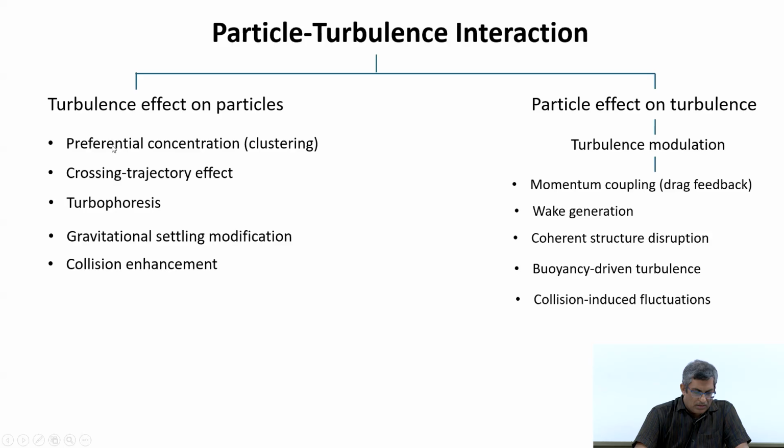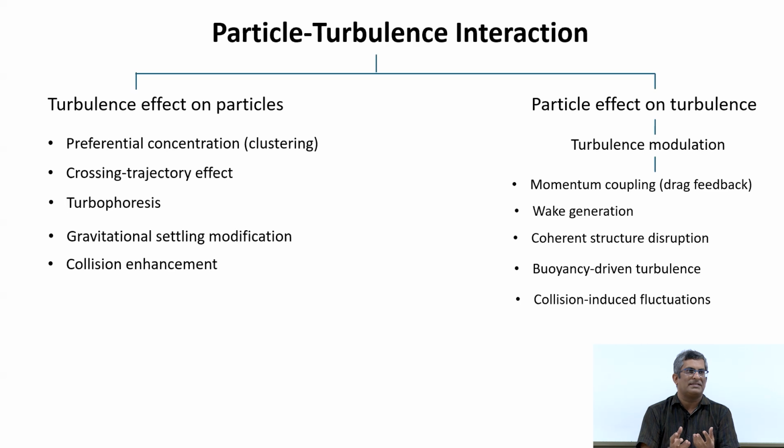Now, there are multiple effects here that you can see. For example, preferential concentration or particle clustering, crossing trajectory effect, turbophoresis, gravitational settling modification, enhancement of particle collisions. All these effects are due to how turbulence influences the particle behavior. On the other hand, we have the feedback from the particles. The particles can also influence turbulence, and that is what we were discussing, if you remember the modeling part.